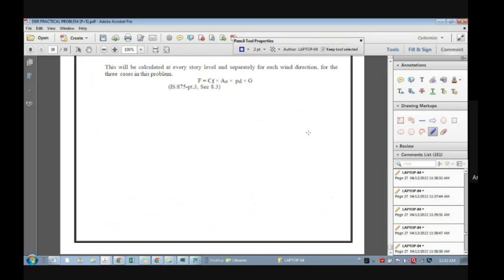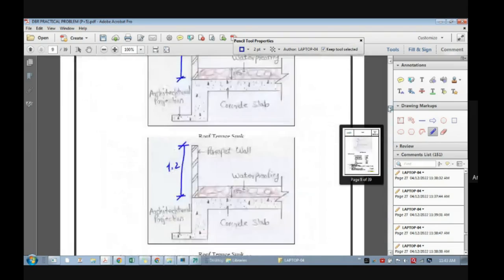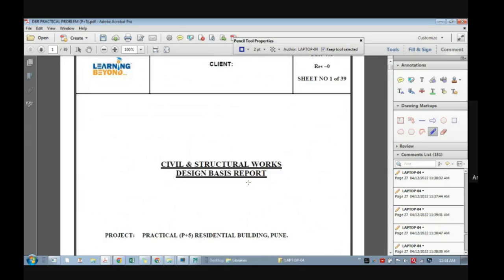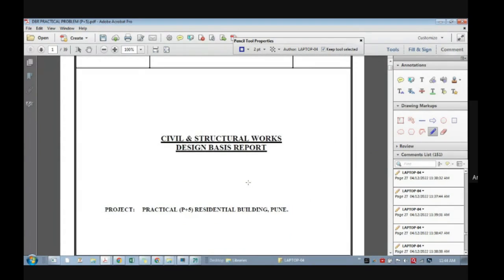That's it. So this is our design basis report. This total information is required before starting any project, before touching any software. Okay. If you are using STAAD.Pro or ETABS, you must have this document first in your hand, and then you can do the work. Otherwise, at every stage, every point, you will have doubts.